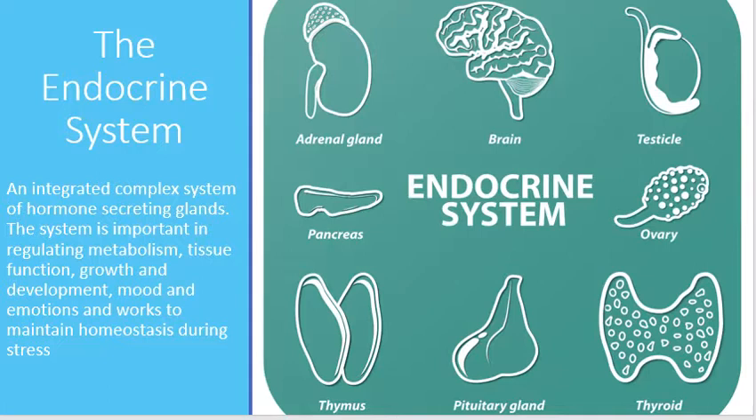The system is important in regulating metabolism, tissue function, growth and development, mood and emotions, and works to maintain homeostasis during stress. Dysfunction of one endocrine gland can often affect the physiology of the entire body. So without prompt assessment, identification, and management, endocrine disturbances may result in life-threatening consequences. Most emergencies we see in the clinical setting are related to diabetes.